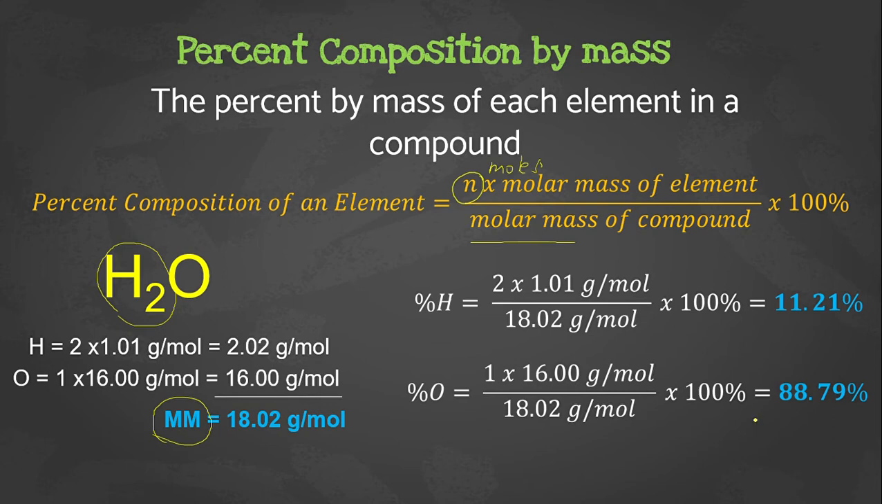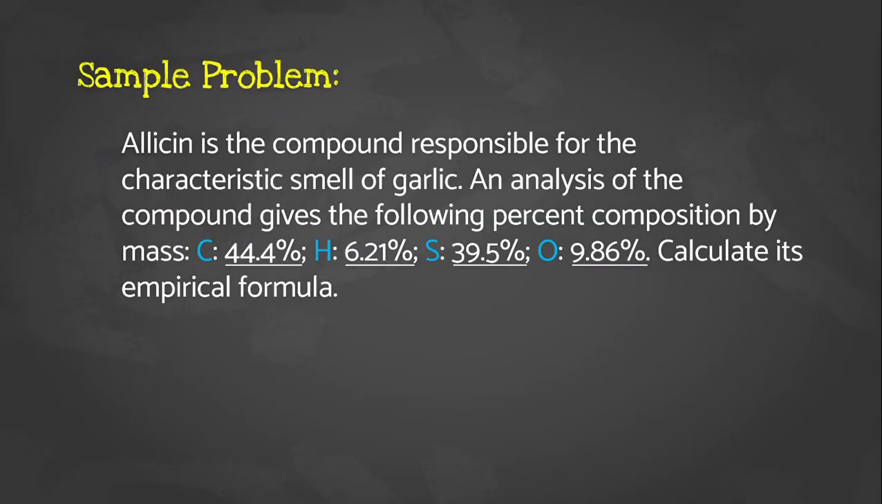Okay? Pero hindi nga natin ito gagamitin sa calculation natin mamaya. Binigyan ko lang kayo ng overview kung ano ba yung ibig sabihin natin ng percent composition by mass. Okay. So, halimbawa ito, how do we solve for the empirical formula of this compound, yung tinatawag natin na allicin? So, allicin is the compound responsible for the characteristic smell of garlic. So, yung amoy bawang, yung naamoy natin na yun, that is actually allicin.